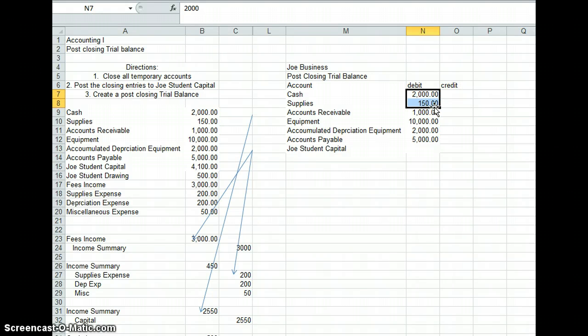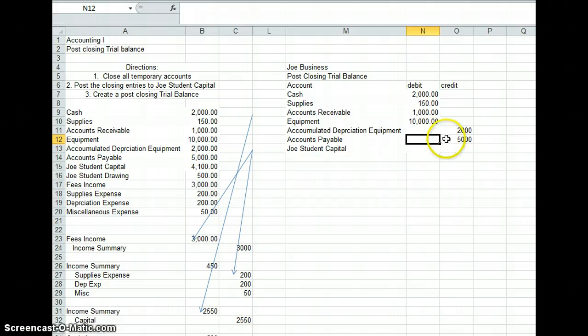So cash, supplies, accounts receivable, and equipment all have normal debit balances. This accumulated depreciation is a normal credit balance. So we'll move that over, and I'll delete that one. And accounts payable has a normal credit balance, so I'll move that over and delete it.